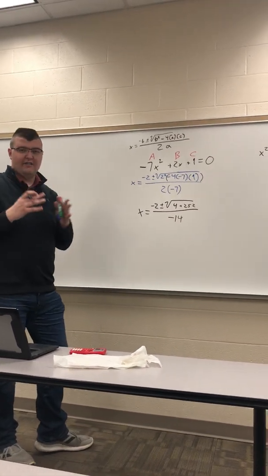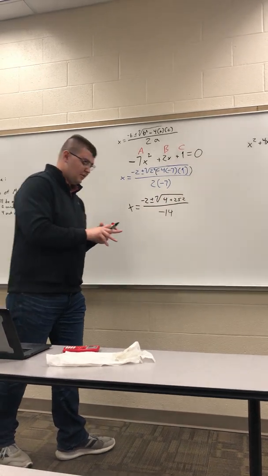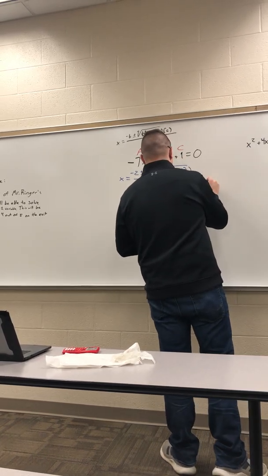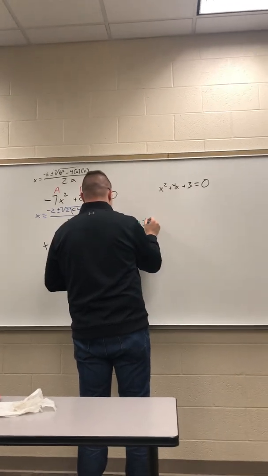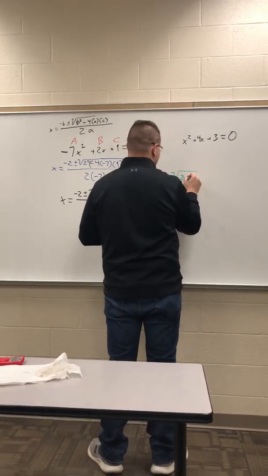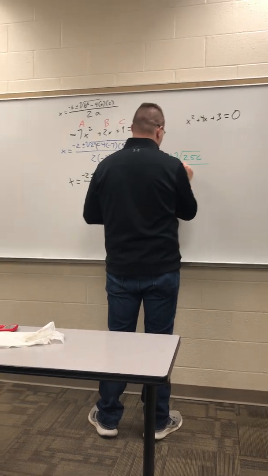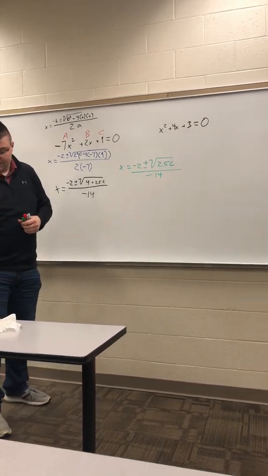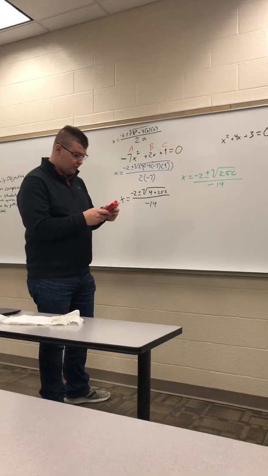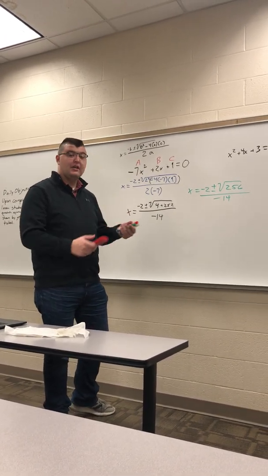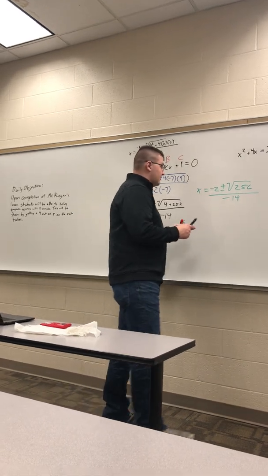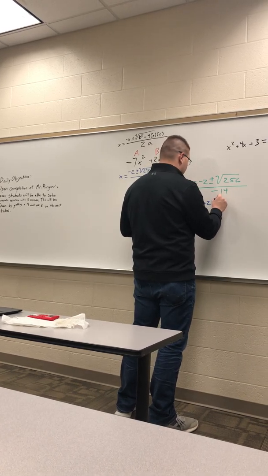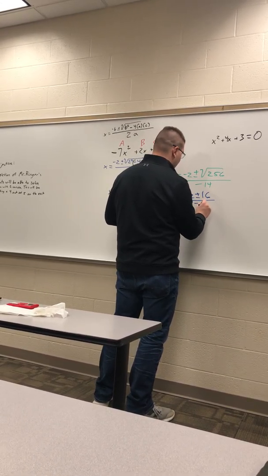Okay, now we need to simplify even more because you got this right here that needs simplifying. So we're going to switch colors. I'll come on this side. So this will be x equals negative 2 plus or minus the square root of 256 over negative 14. Okay, now is 256 a perfect square? Let's punch our calculator and see if it's a perfect square first, okay? So do the square root of 256, punch it in, you get 16, okay? So let's go ahead and write, x equals negative 2 plus or minus 16 over negative 14.